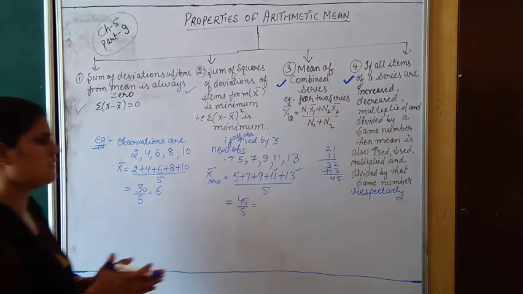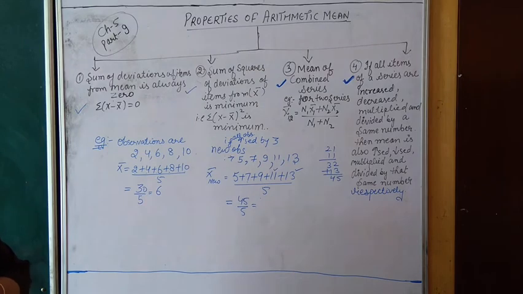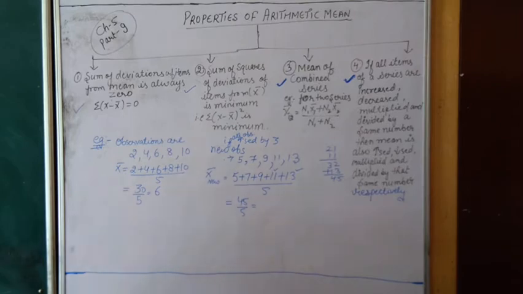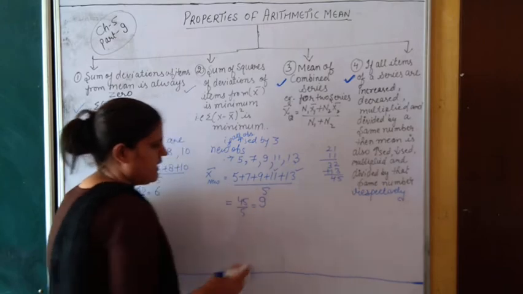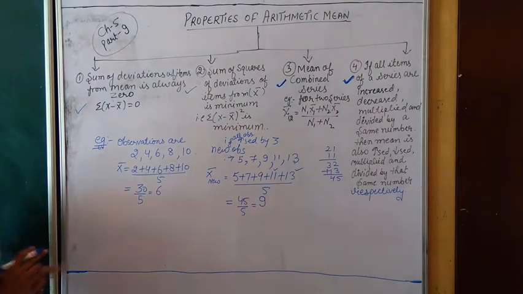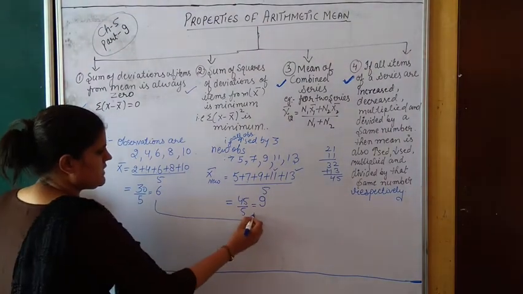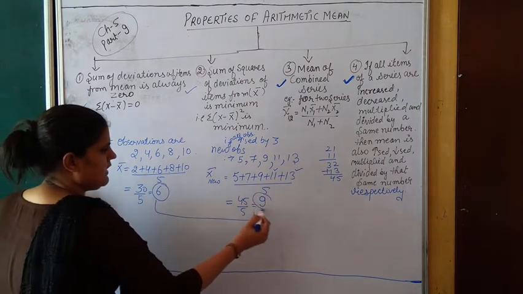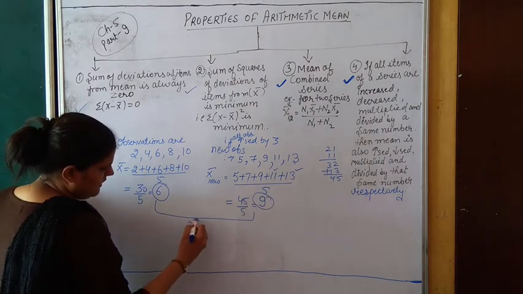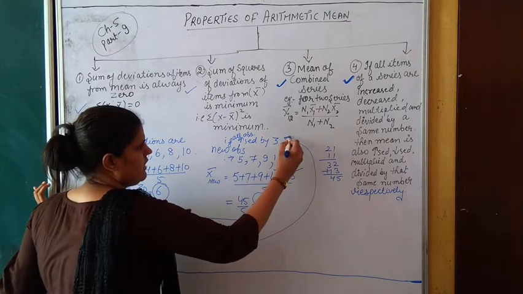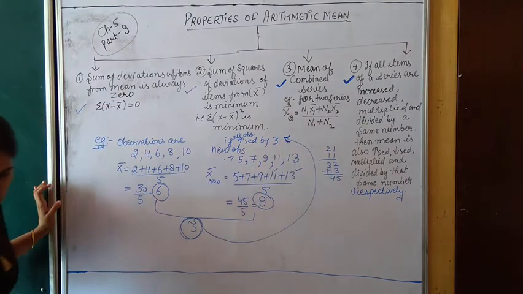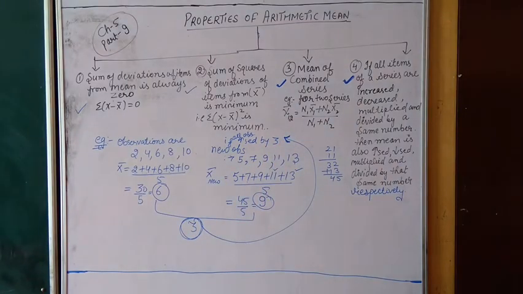So if we have increased each observation by 3, what will be the new mean? 45 divided by 5 is 9. Clear? So what you are seeing is the difference between this 6 and 9. What is the difference between 6 and 9? It is 3. And what is this 3? This 3 is the same value by which each observation has been increased. So using this example in front of you, I have proved this.